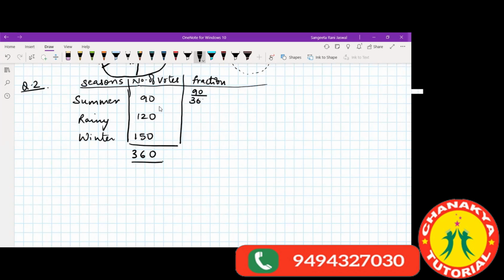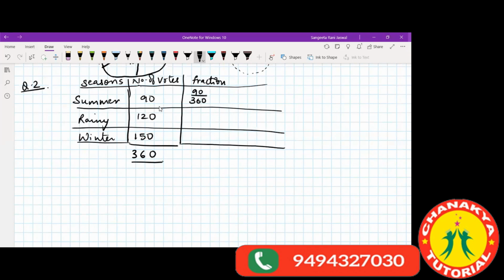Okay. So the fraction will be, if 90 is the number of votes, what fraction is 90 of 360? So that is 90 by 360 children. Okay, let's make lines here. We will not cancel now, let's see, because it can be cancelled later also. I just keep it like this. So for the next fraction, it is 120 by 360. Next fraction will be 150 by 360. Okay, you get it? You understood how we found the fraction part?